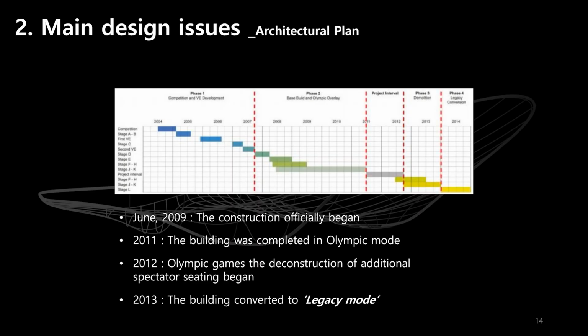It first started construction in June 2009. In 2011, construction of the building was completed in Olympic mode. In 2012, after the Olympics, the two side wings were removed from the building. By 2013, the building was completely transformed into legacy mode.